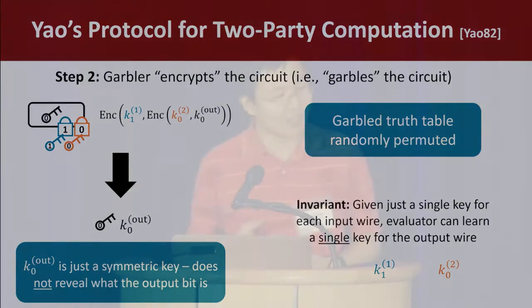Notice that when the evaluator obtains the output key, the output value, this is just a random symmetric key, just another cryptographic key. It has no semantic meaning. The key itself does not say the value is 0. So essentially what the evaluator can do is it obtains a new key, but it doesn't really know whether this key corresponds to the value 0 or the value 1. And this is how we're going to get privacy.